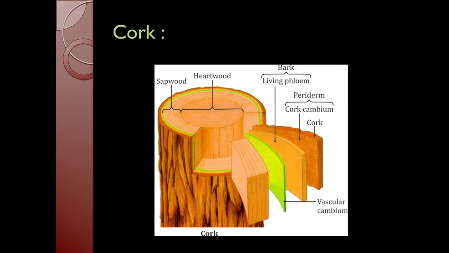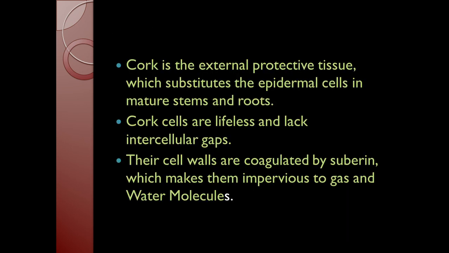The cork cells become dead and their inner walls are lined with a chemical. That chemical is called suberin. It makes them impervious to gas and water. Due to the chemical suberin, gases and water cannot be exchanged through them.